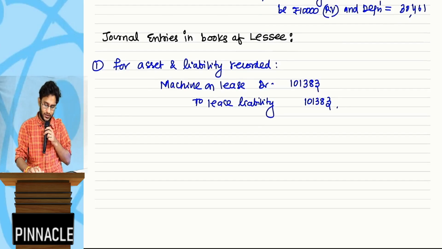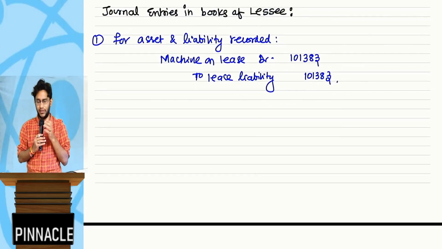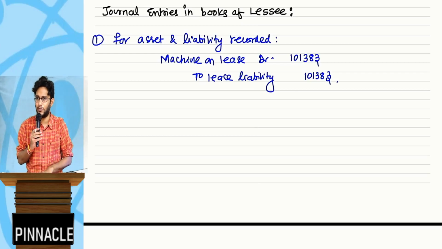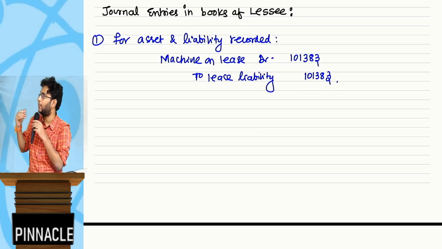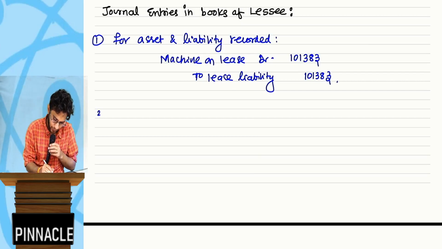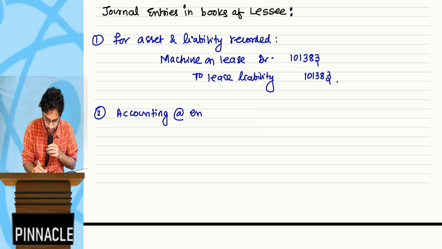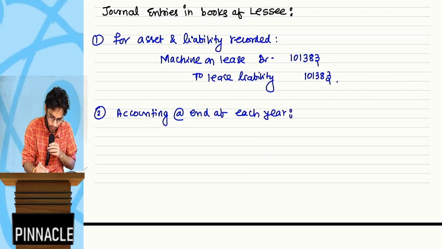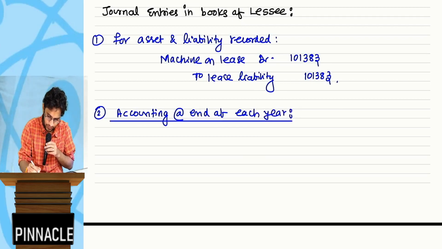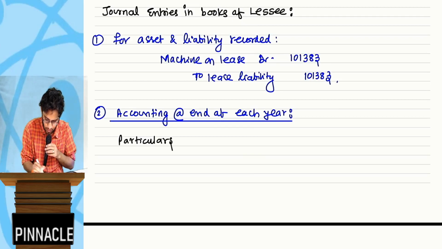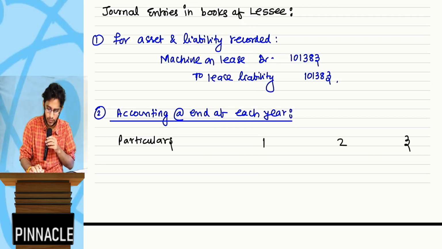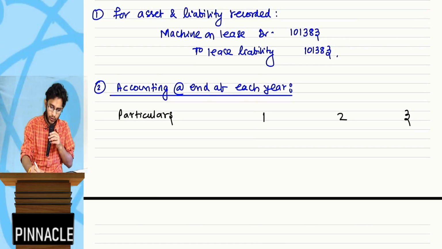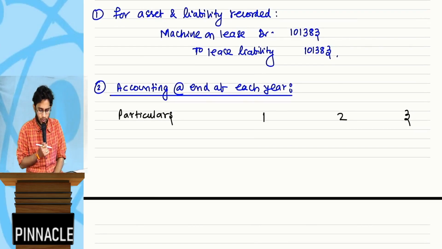Every year I have to record entries. But what we have understood is, whether it is first year, second year or third year, my entries are same, no? When your entries are same, you can tabulate them, like accounting at end of each year. What I'm trying to do is, I'll put it like this. First year, second year, third year. Entry I'll write only once, amounts each year, separately I will record.